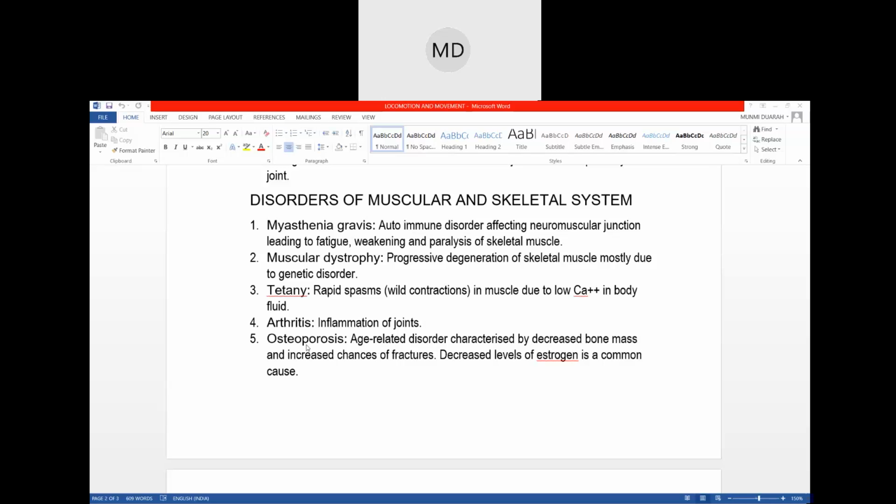And what is osteoporosis? The calcium ion in your body. The bones are made up of calcium. All of you know that, right? So the bones are made up of calcium, and when the calcium ion concentration is very low in your body... that calcium ion is controlled by the estrogen hormone. So when the levels of estrogen are very low, it affects the calcium concentration.